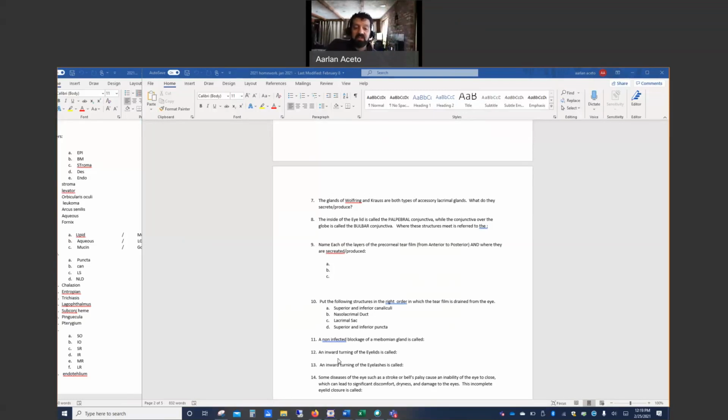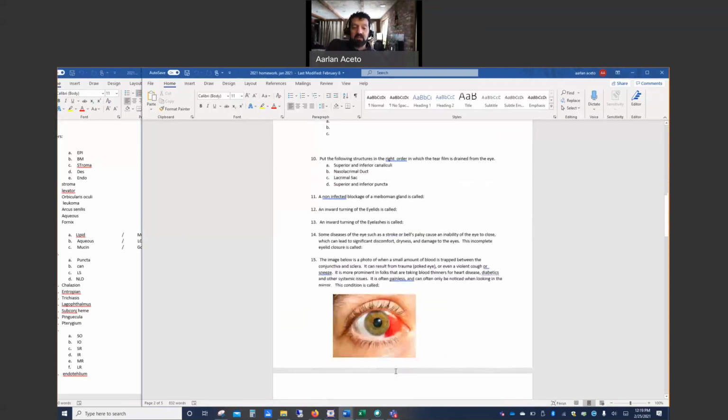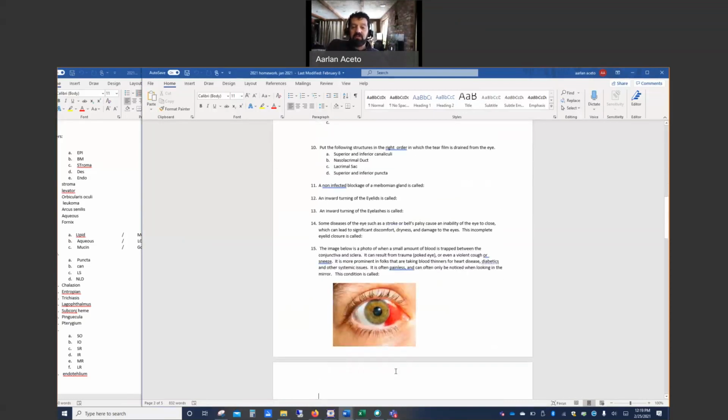Some diseases of the eye, such as a stroke or Bell's palsy, cause an inability for the eye to close, which can lead to significant discomfort, dryness, damage to the eyes, even scarring. This incomplete eyelid closure is called lagophthalmos. We see this a lot. Bell's palsy is just a paralysis of one's face, but with no underlying causes. People who have a stroke can have the same thing, but it was caused by a cerebrovascular accident. But that lagophthalmos is what I was looking for.